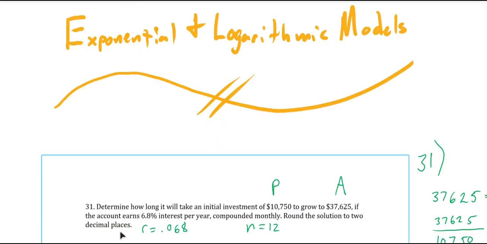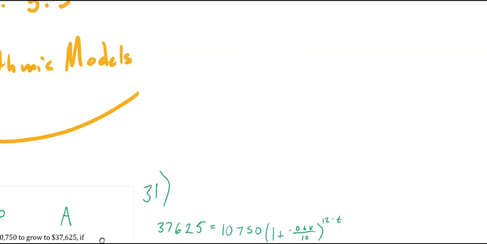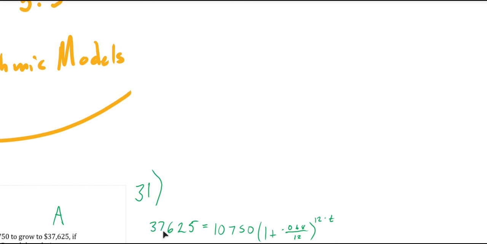Let's see how this looks in an example problem. This one asks us to determine how long it will take an initial investment of $10,750 to grow to $37,625 if we get 6.8% interest per year, which has been compounded monthly. From this, we need to extract the value of P, A, r, and n for our model. Then we can set up the following expression. We have 37,625 equal to 10,750 times the quantity 1 plus 0.068 over 12 to the power of 12t. And we're being asked to solve for t.